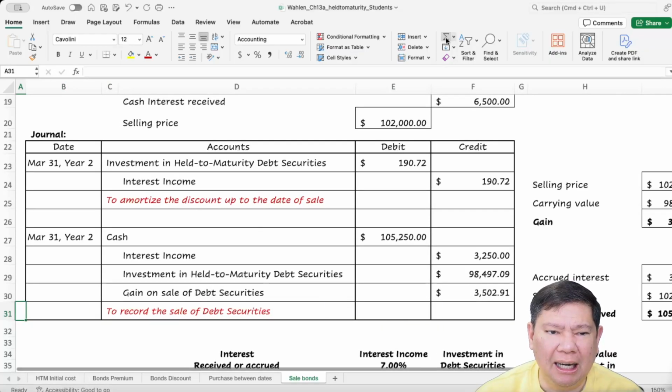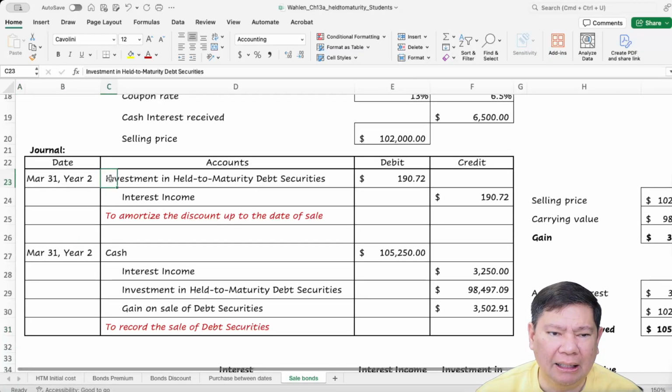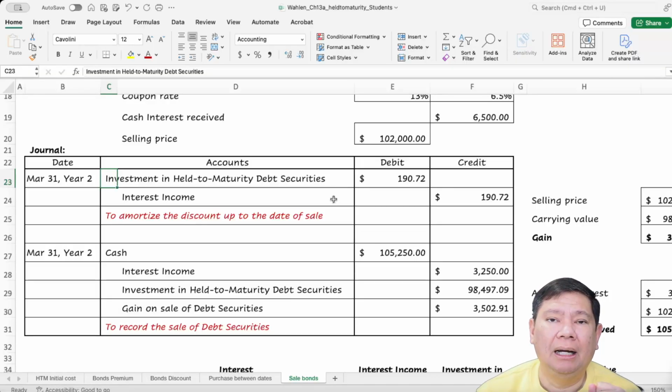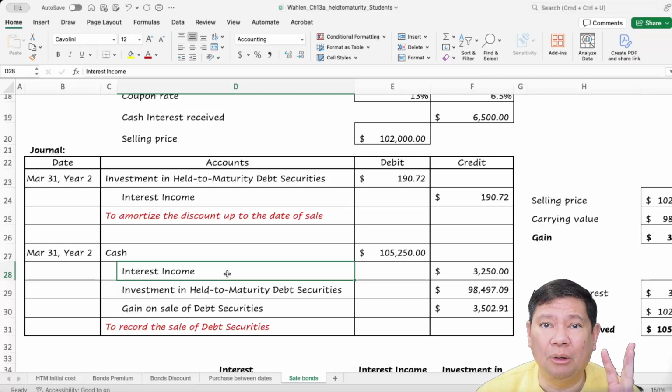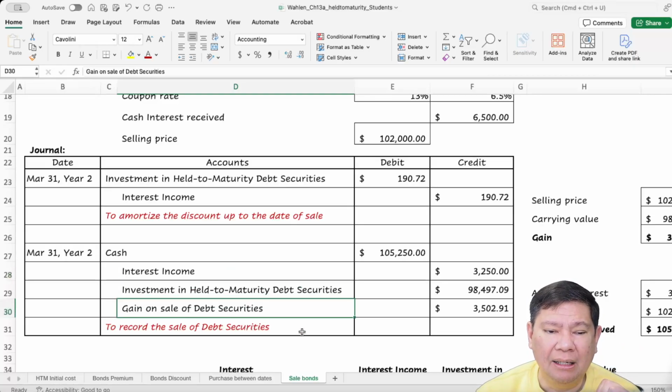So that's the journal entries that we need to do. First journal entry brings our investment up to the latest carrying value, which is on the date of the sale. And then the second journal entry shows the receipt of cash, the investment on credit. That means we no longer have that investment, the recognition of the interest income for the 3 months we still own that investment, and the gain as a result of that sales transaction. That's how we prepare the journal entry.